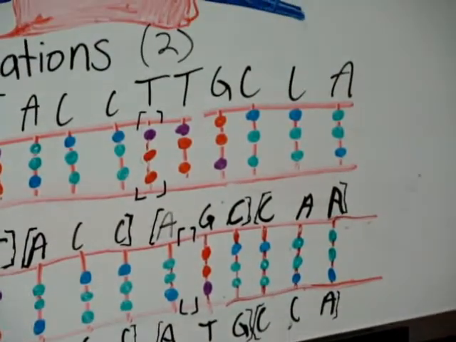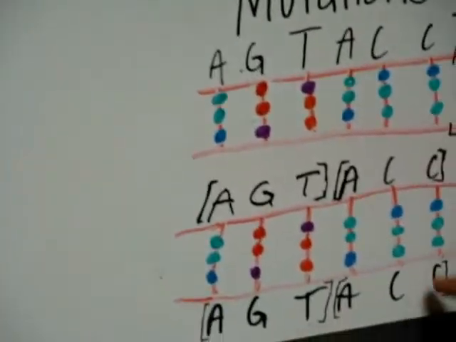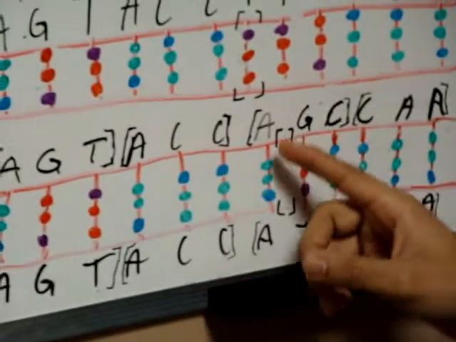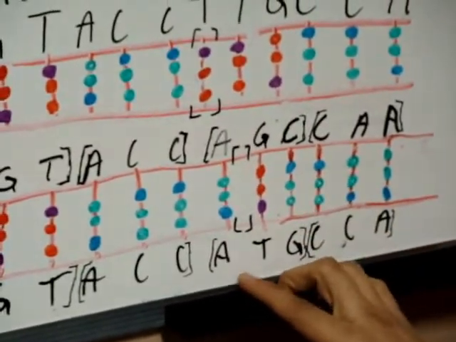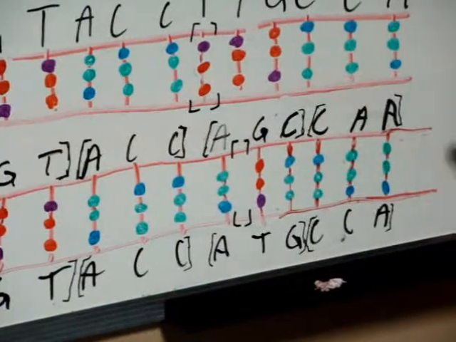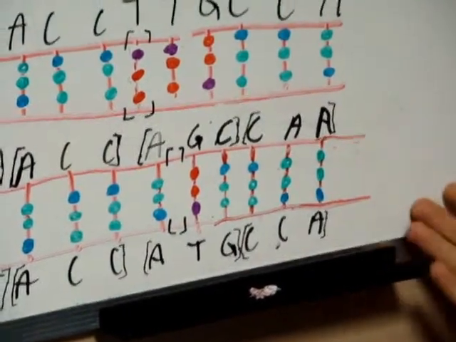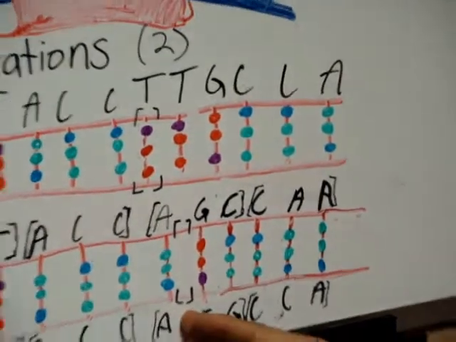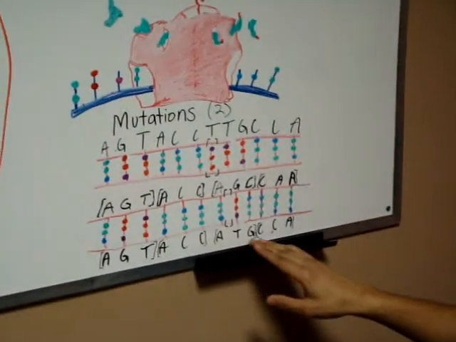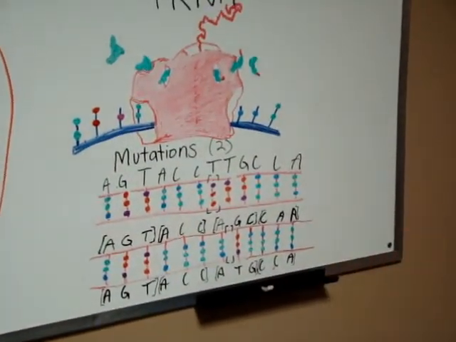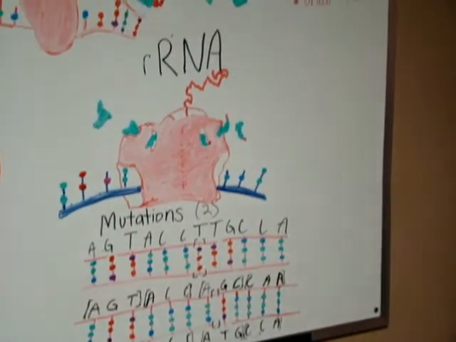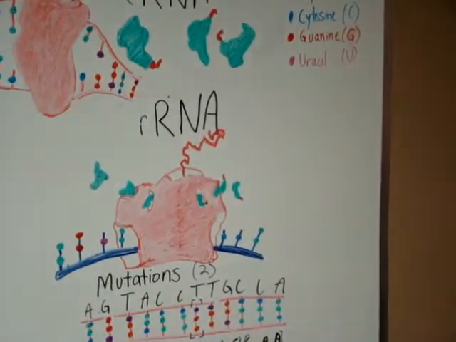So here we see the same AGT, ACC, and then we have at the top AGC, and at the bottom ATG. So there's a change. And at the same time, CAA, CCA. After the frame shift mutation, all of the codons have been changed after. And that's protein synthesis.